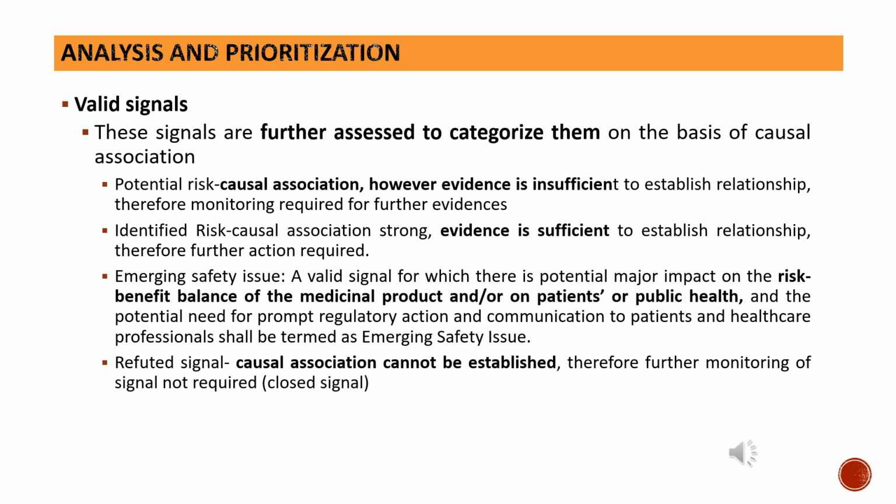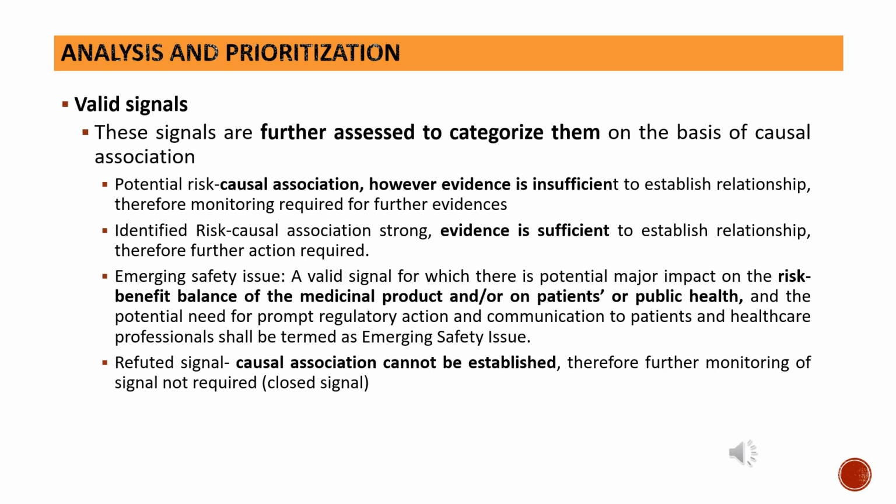There may be a chance that evidence is sufficient during the validation stage. Then we can say during the analysis and prioritization stage that these are identified signals. For an identified signal, the evidence is sufficient to establish a causal relationship. So further actions are required for identified signals, which we can discuss later in these slides.